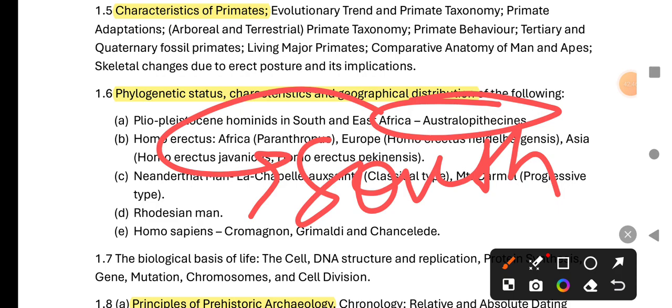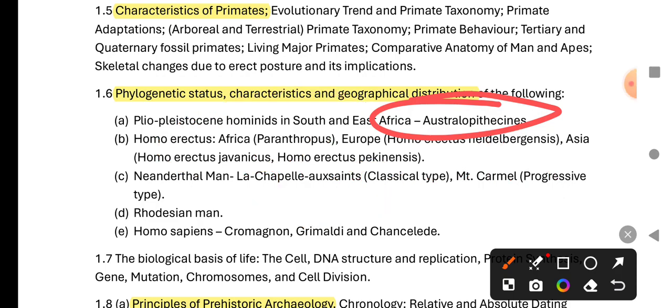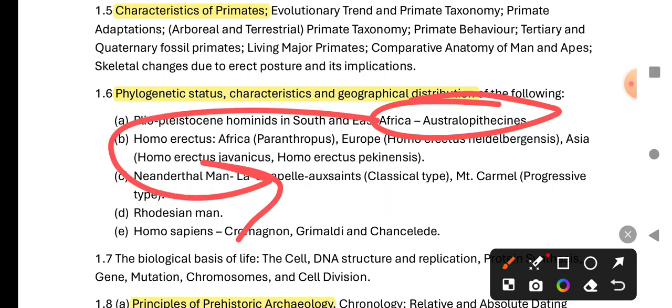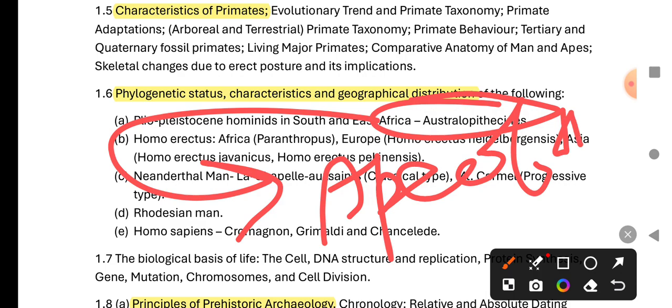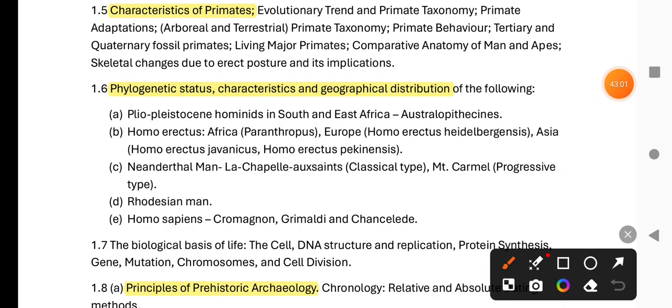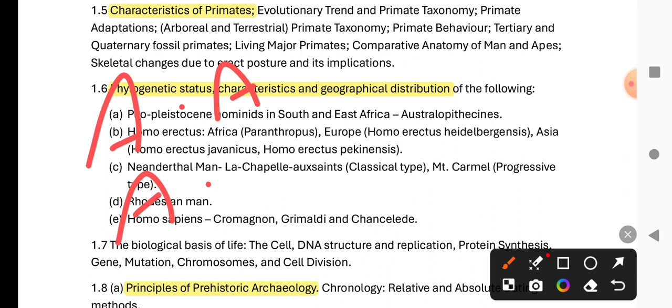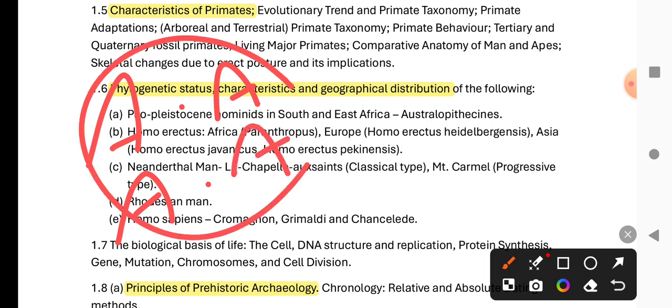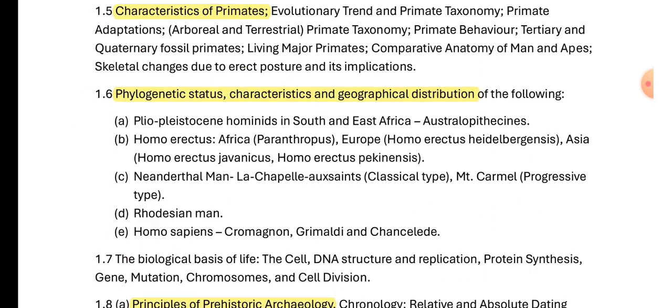So remember that Australia is in the south. That means Australopithecus means ape of the south. The species are Australopithecus africanus and Australopithecus afarensis.